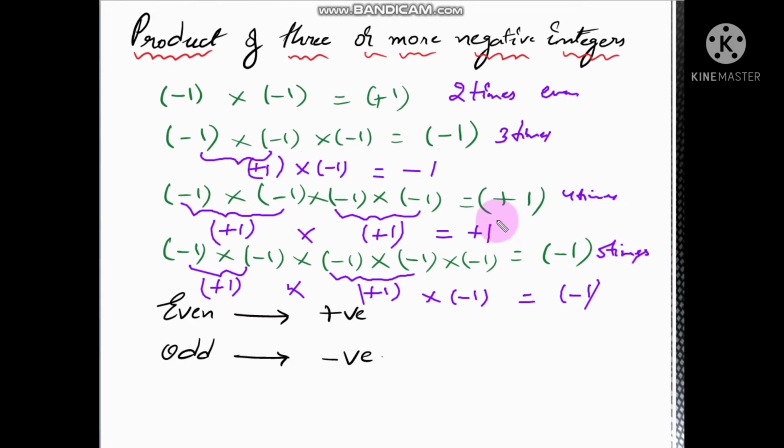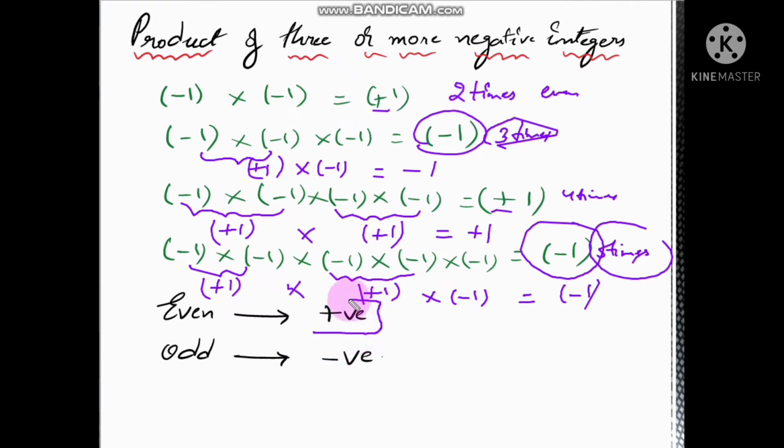Now observe carefully, children. Whenever you are multiplying for even number of times, the answer is positive. See, here we are getting a positive number. Whenever you are multiplying for odd number of times, that is 3 times and 5 times, the answer is negative. So, with this we can conclude that a negative number multiplied for even number of times, we get the answer as a positive number. And a negative number multiplied for odd number of times, then we get the answer as a negative integer.